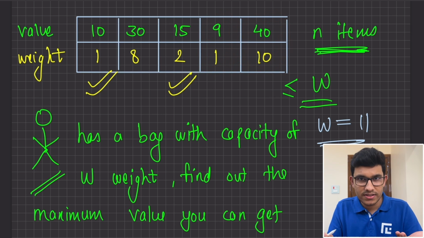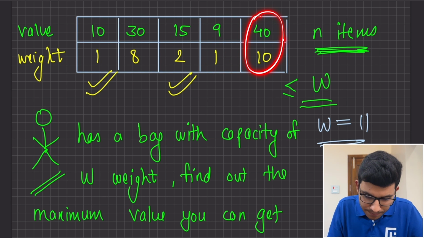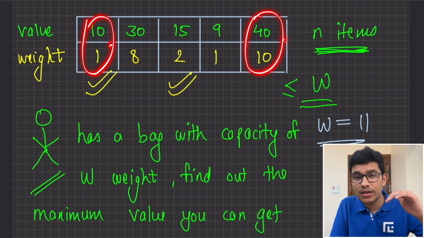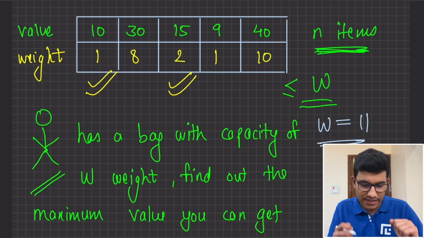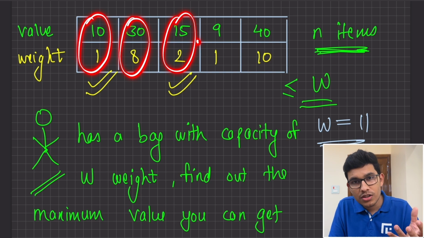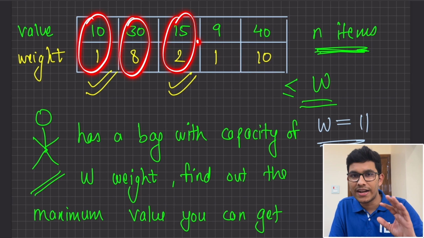There is another choice that you could have made. Let's suppose this item and this item. In this case, you're getting a better value while the overall weight still remains less than or equal to 11, correct? There is one more example that you could consider. Let's suppose this one and this one. Here also the total weight is less than or equal to 11, but the value that you're getting is 55, correct? So this is the best choice that you could make for these particular n items.